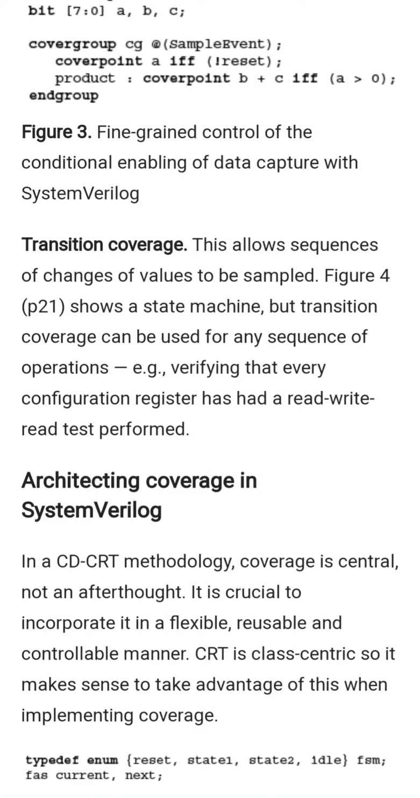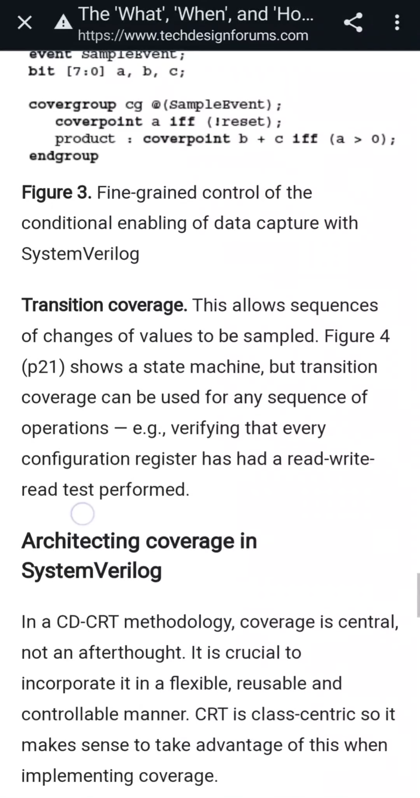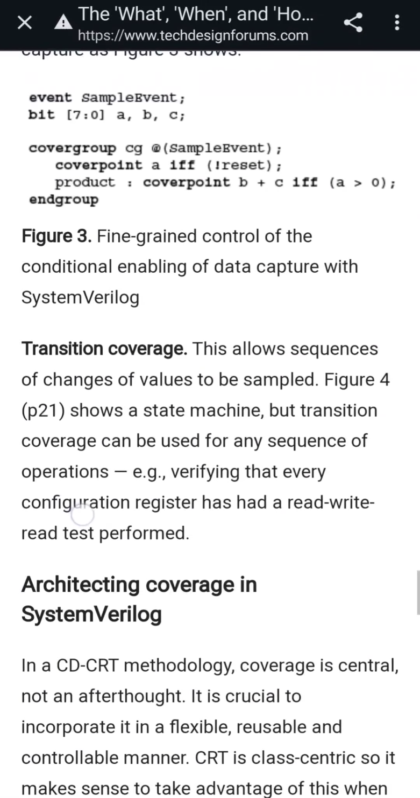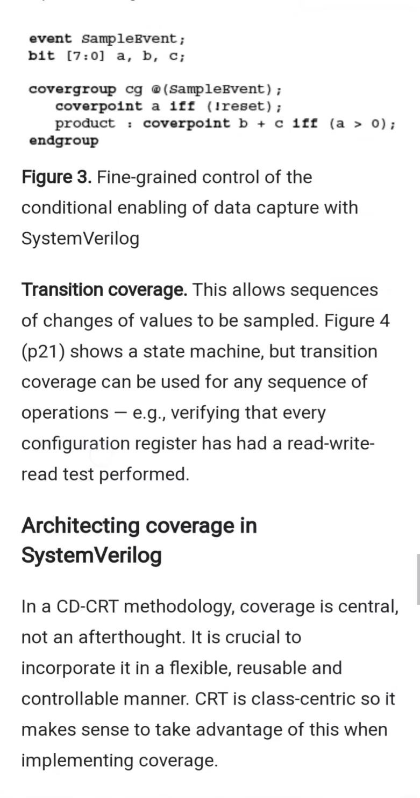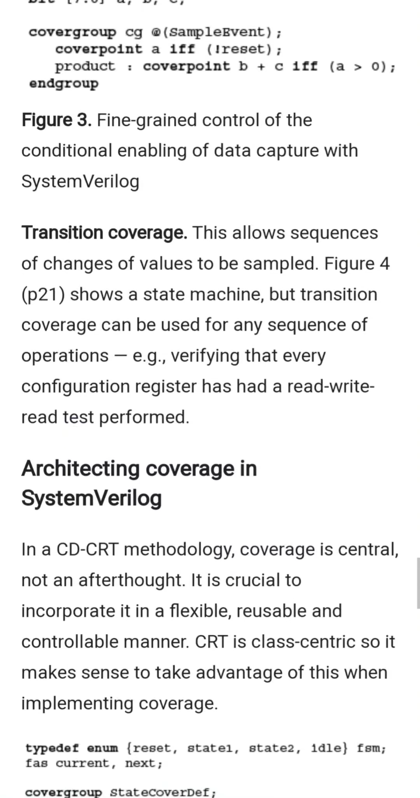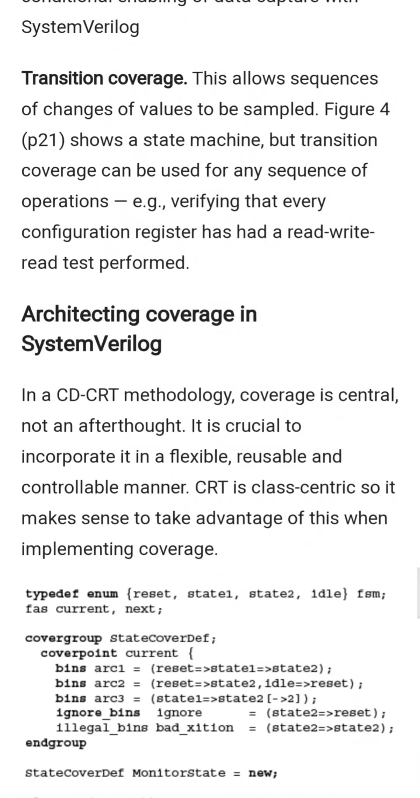Transition coverage. This allows sequences of change of the value to be sampled. Figure 4 shows a state machine, but transition coverage can be used for any sequence operation. For example, verifying that every configuration register has had a read and write test performed.